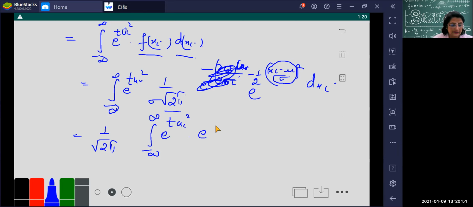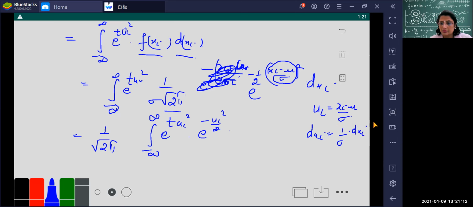So you will write this: this is the expectation of e to the power minus ui square divided by 2, into... now u, what was u? ui is equal to (xi minus mu) upon sigma. So what is dui? dui is 1 upon sigma into dxi. So what is the value of dxi? So dxi is sigma into dui.